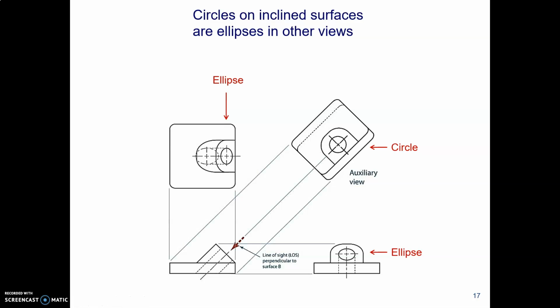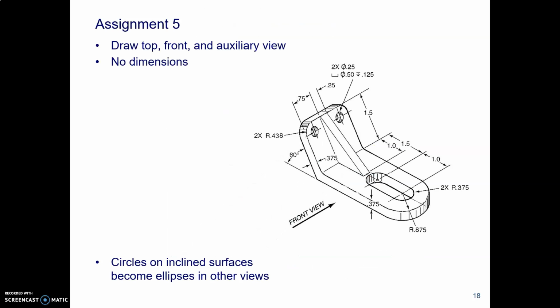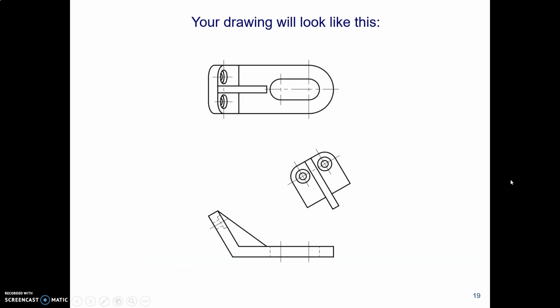When you have circles on inclined surfaces, like you see here in this auxiliary view, they are foreshortened in the other views and they wind up as ellipses in the other views. So this relates to the part that we're going to draw for this assignment. It looks like this. You're just going to draw a top view, a front view, and a partial auxiliary view, and no dimensions. This is just practice in drawing auxiliary views and ellipses. And it will look like this, your finished view.